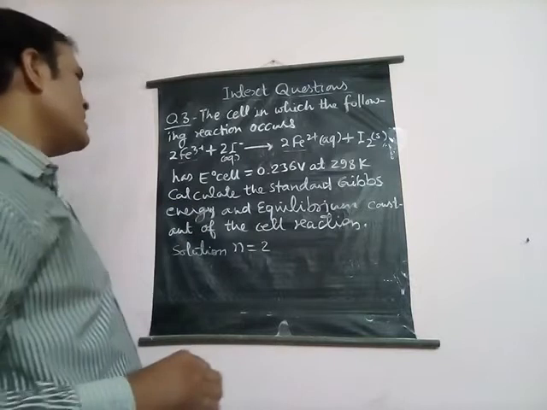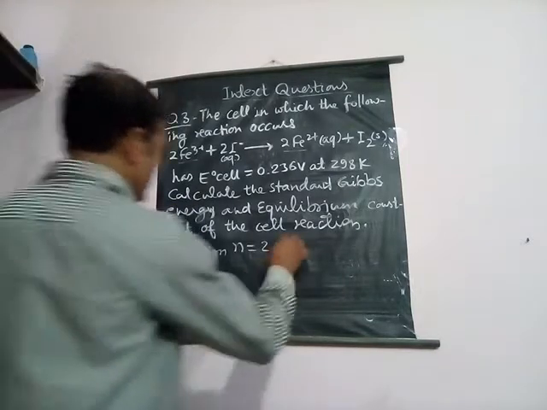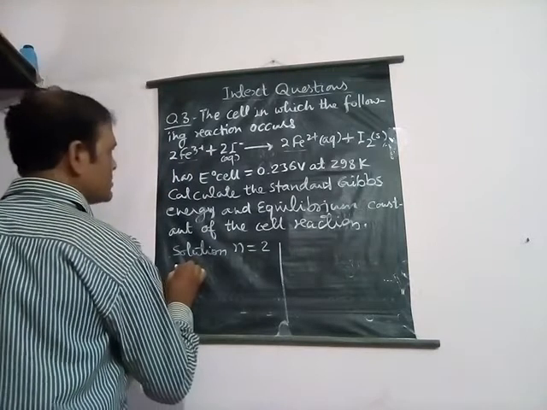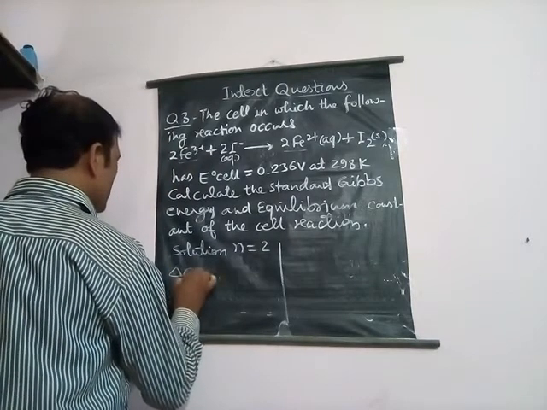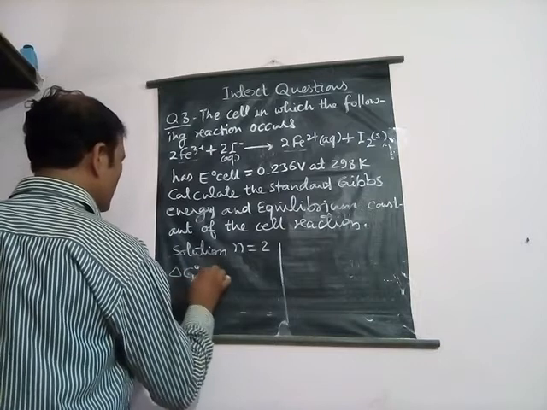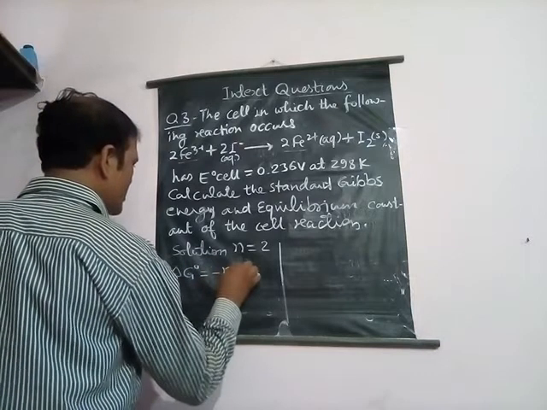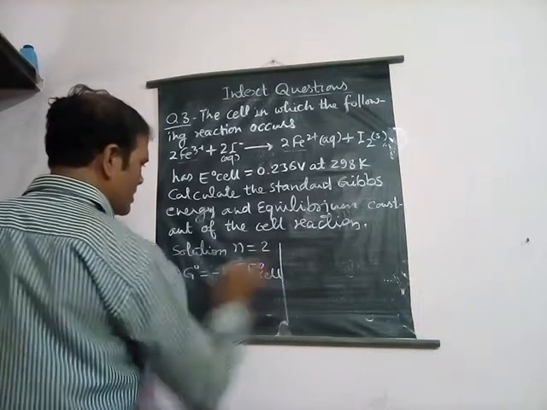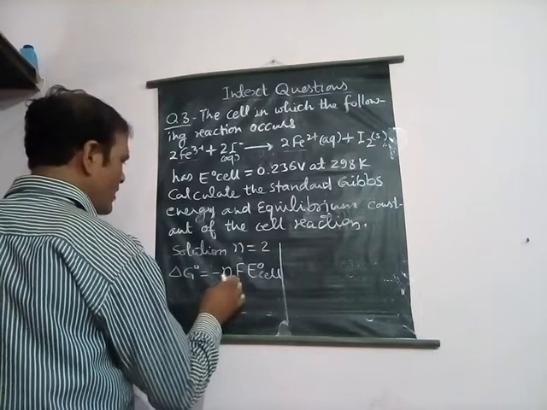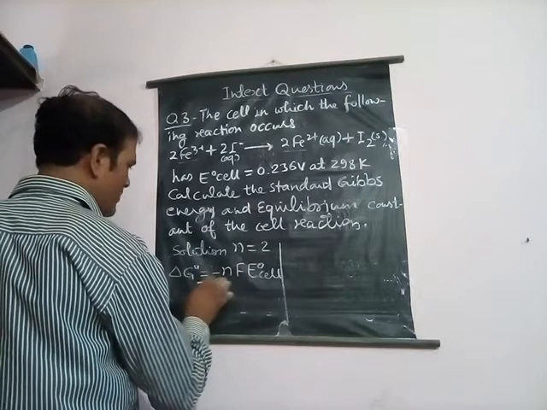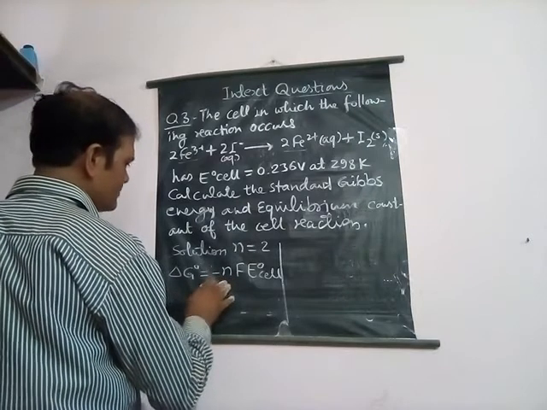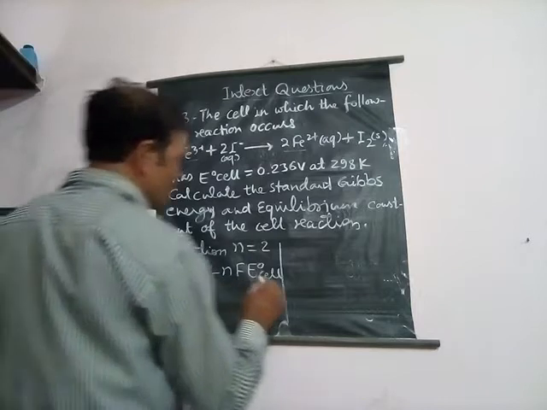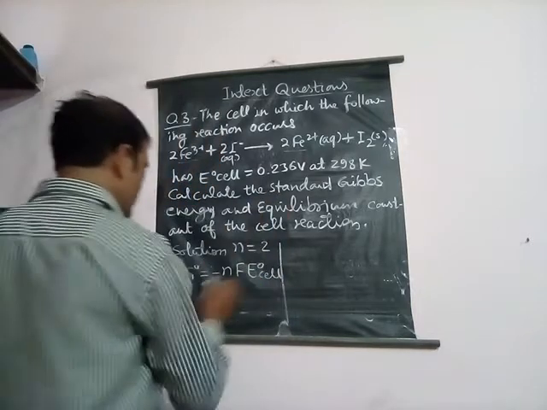Calculate the standard Gibbs energy. You all know the formula of Gibbs energy: the standard Gibbs energy, ΔG°, is equal to minus n F E° cell. Here n is the number of moles of electrons transferred, F is the Faraday, whose value is 96,500, and E° cell is given.